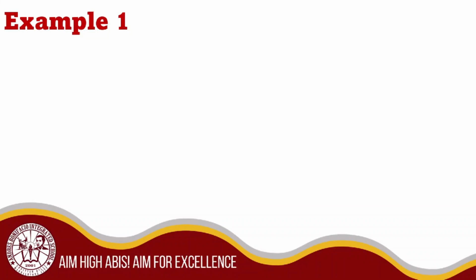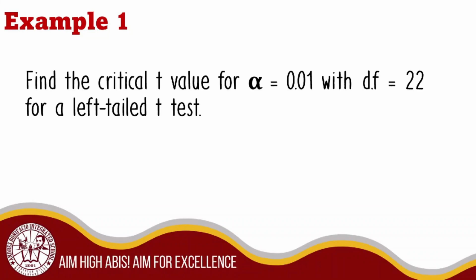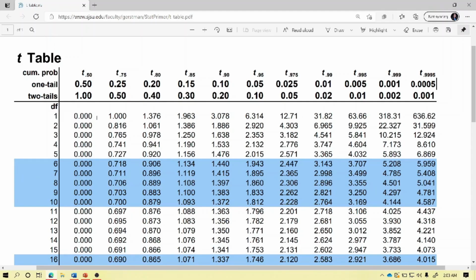Let us start with example number 1. Find the critical t-value of alpha equals 0.01 with degree of freedom of 22 for a left-tailed t-test. So let's take a look on our t-table. Find the 0.01 column in the row labeled as one-tailed. So here is the one-tailed row. So let us find the 0.01 column. So here it is.